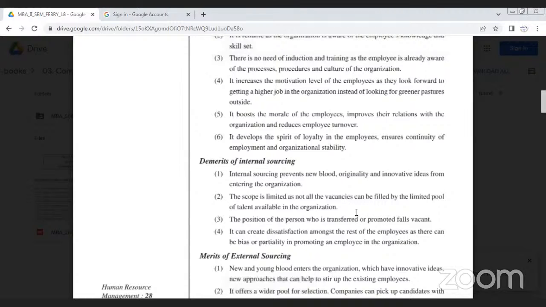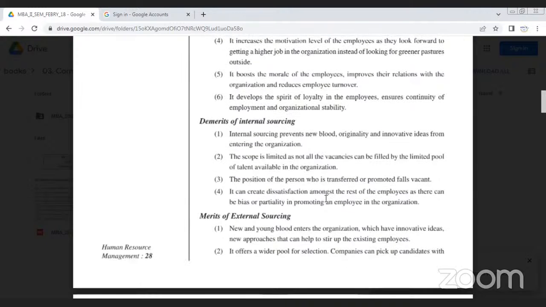Demerits of internal sourcing. Internal sourcing prevents new blood, original and innovative ideas from entering the organization. Second, the scope is limited as not all the vacancies can be filled by the limited pool of talent available in the organization. Third, the position of the person who is transferred or promoted falls vacant.